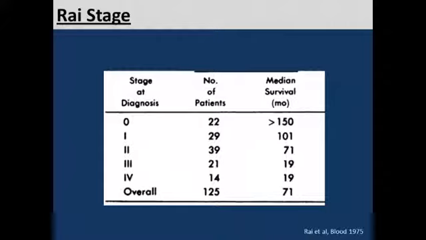But this Rai staging actually continues to stratify patients really well as far as how they'll do. So patients with stage 0 disease have a greater than 150-month median survival, whereas those with thrombocytopenia or anemia have about a 19-month 50% overall survival. So it spreads people out very well as far as their risk.